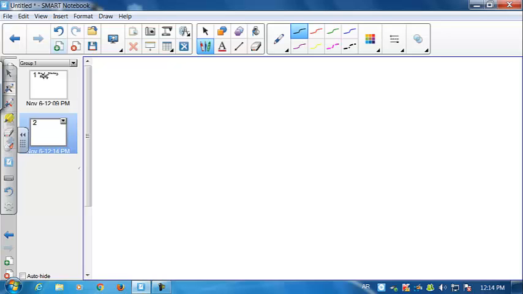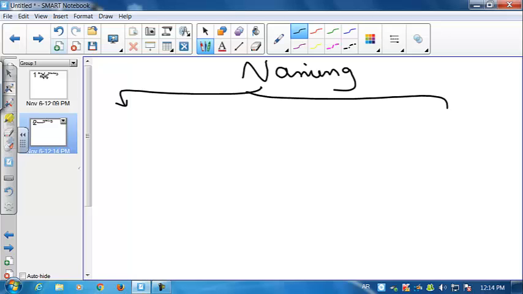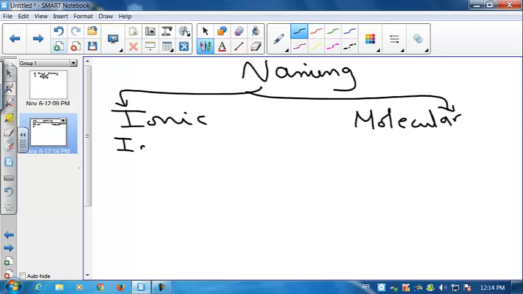Okay, how to name the formula? Naming system. We will divide the chemical compounds into ionic and covalent, or molecular. Molecular compounds are covalent compounds. The atoms are joined together by a covalent bond. An ionic compound consists of ions. What is an ion? A charged atom.